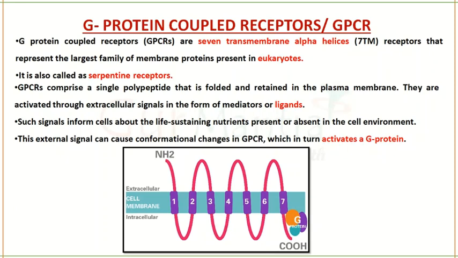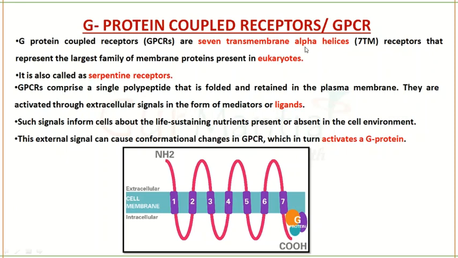Okay, so what is a G protein coupled receptor or a GPCR? They are nothing but 7 transmembrane alpha helices. What is the meaning of transmembrane? It means that it is passing through the membrane 7 times. You can see in this diagram that the transmembrane is passing through the membrane 7 times, and it is nothing but an alpha helix.